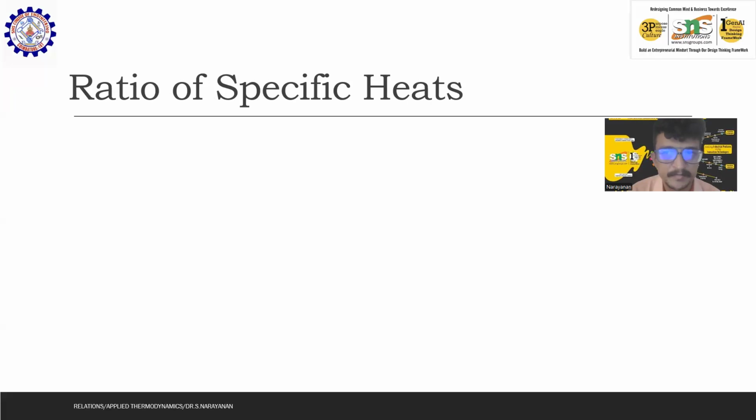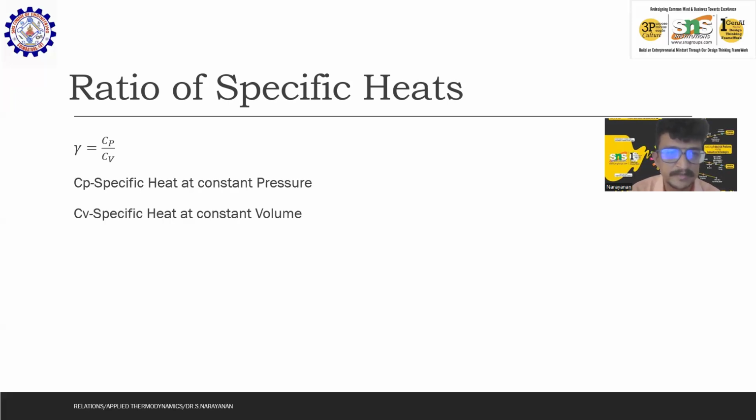Ratio of specific heats, gamma. That is the ratio of Cp and Cv, Cp divided by Cv. That is gamma. Cp is specific heat at constant pressure and Cv is specific heat at constant volume.